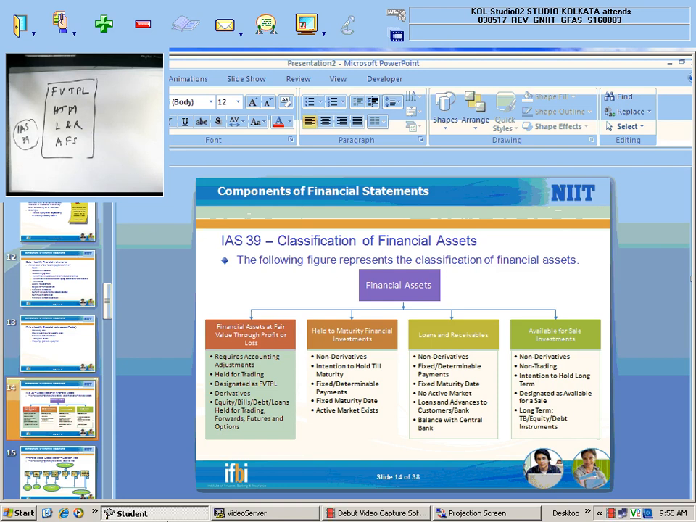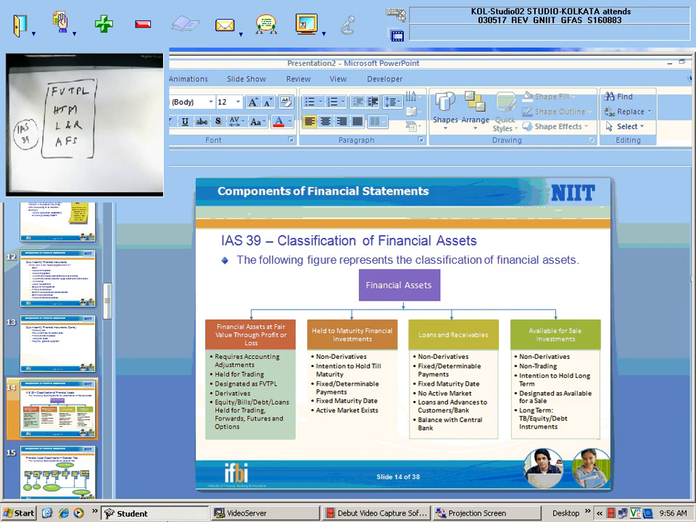Trading generally reflects active and frequent buying and selling with an objective to profit from the short term. See, trading is different from investment. Investment doesn't involve very frequent buying and selling, but trading normally requires frequent buying and selling, the objective being to make a short-term profit. Financial assets other than those held for trading may also be classified selectively on initial recognition as financial assets at fair value through profit or loss.